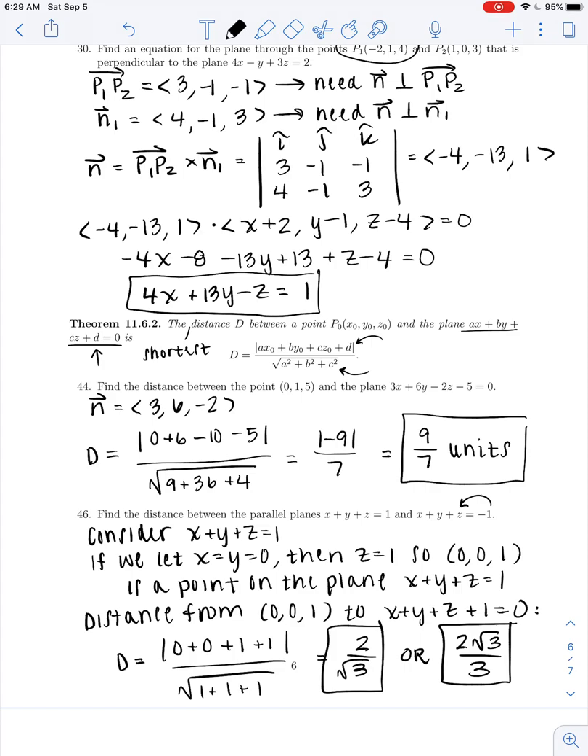All right, so this concludes our notes for section 11.6. Next up is going to be section 11.7, which is over quadric surfaces. We're going to get a lot of practice in graphing, so bring your art skills to the next video.